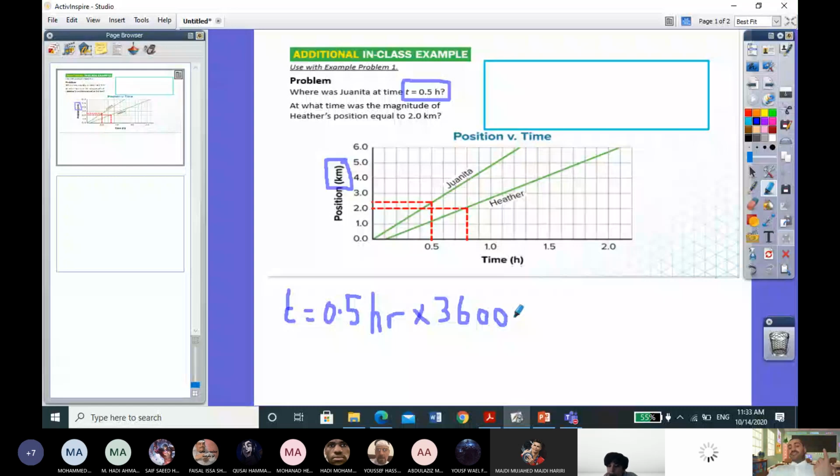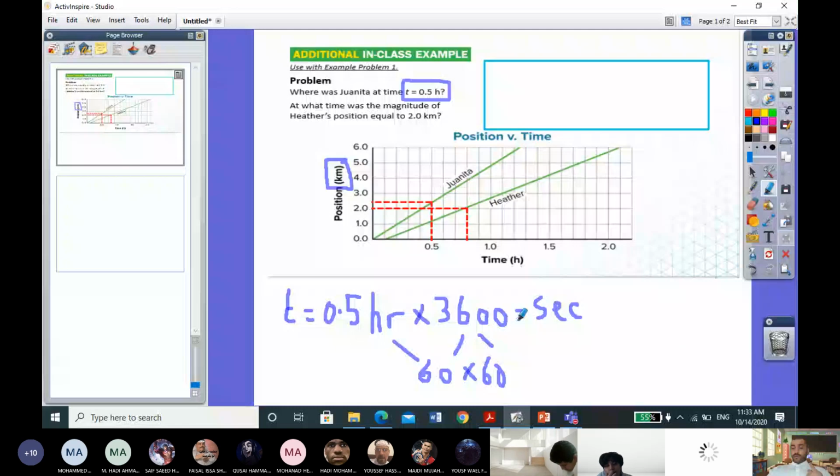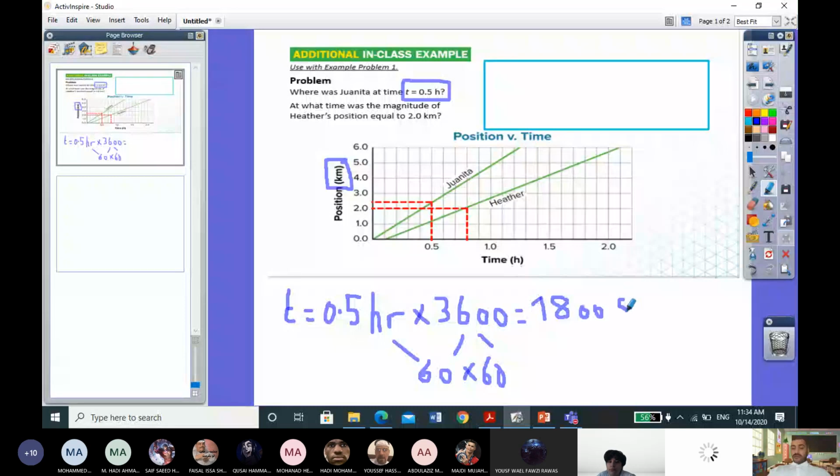So if I want to convert it to minutes, I multiply it by 60. But if I want to convert it into seconds, I will multiply twice by 60. First time I multiply by 60 and another time by 60. So it will be what? Who can give me the number? Hurry up, please, guys. 1,800. And why don't we use the unit here, kilometers per hour?